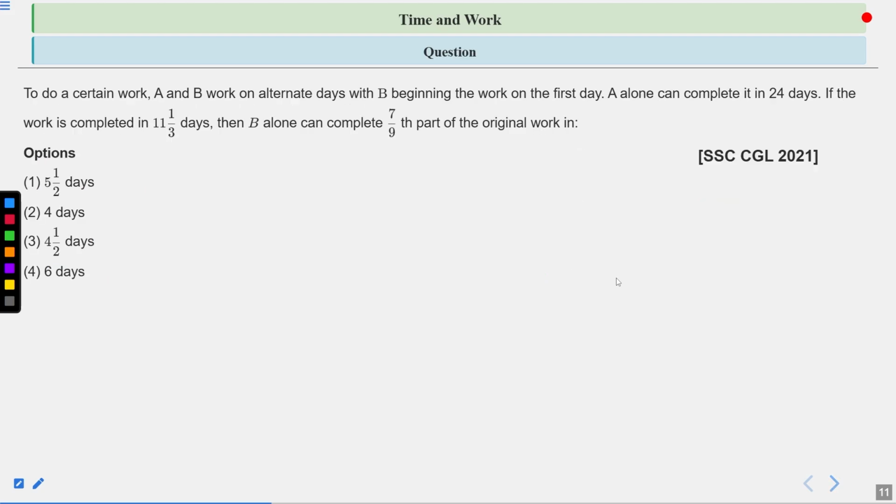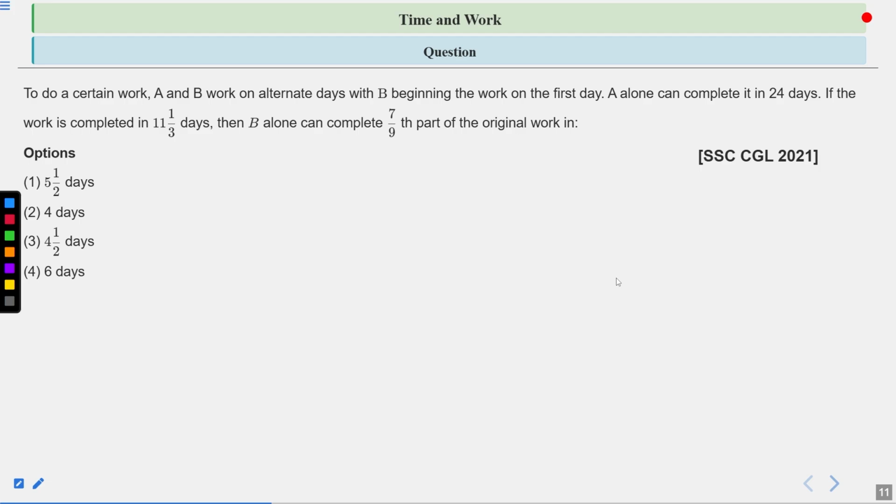To do a certain work, A and B work on alternate days, with B beginning the work on the first day. A alone can complete it in 24 days. If the work is completed in 11 and 1 by 3 days, then B alone can complete 7 by 9th of the original work in how many days? This question was asked in the SSC CGL 2021 exam.